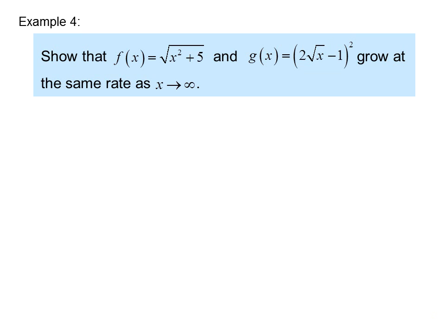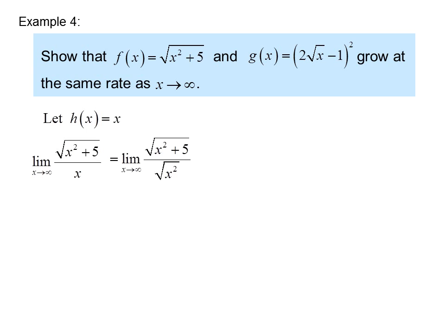Example 4. Show that f of x equals radical x squared plus 5 and g of x equals 2 radical x minus 1 quantity squared grow at the same rate as x approaches infinity. Let h of x equal x. The limit as x goes to infinity of radical x squared plus 5 over x equals the limit as x goes to infinity of radical x squared plus 5 over radical x squared. Remember, x is positive, so radical x squared is x.